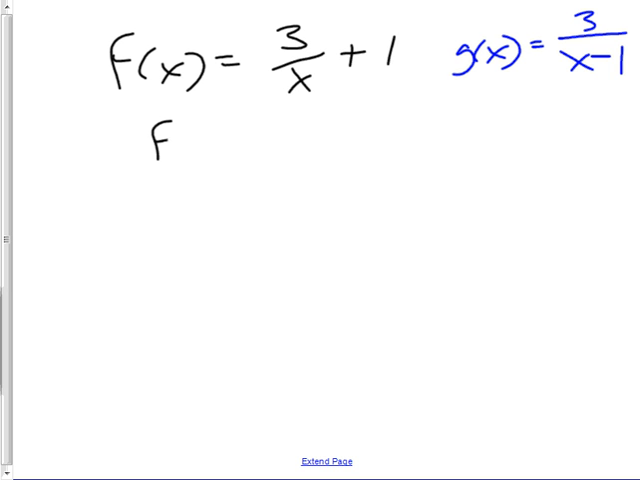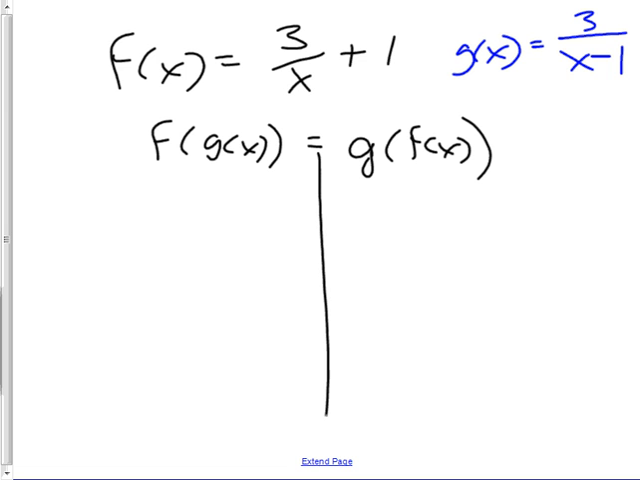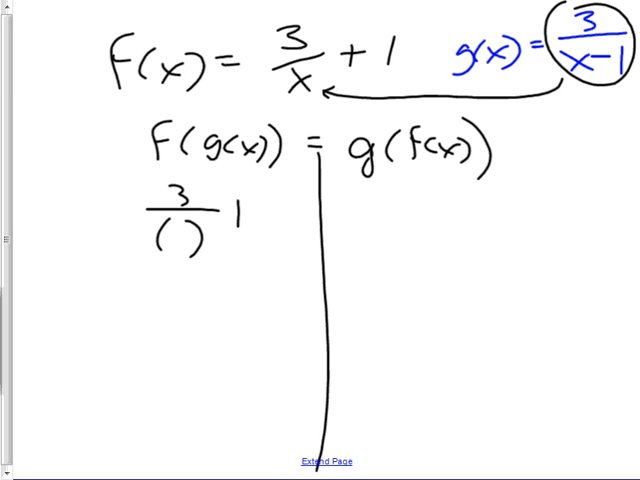F of g of x equals g of f of x, and then I draw a line like this, and then put the g into the f. This one goes into this one's stomach. 3 over empty spot plus 1, and the empty spot is a 3 over x minus 1. Uh-oh. All right. That's kind of complicated. Well, that's why it's going to be an R3.